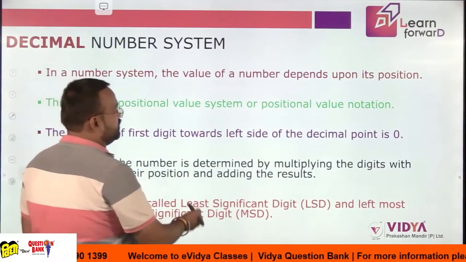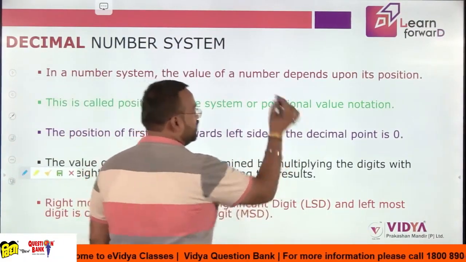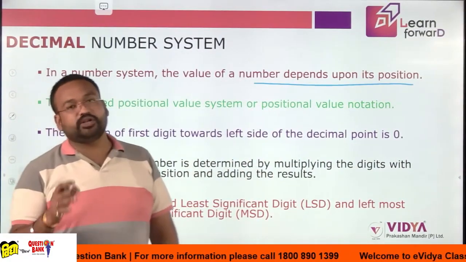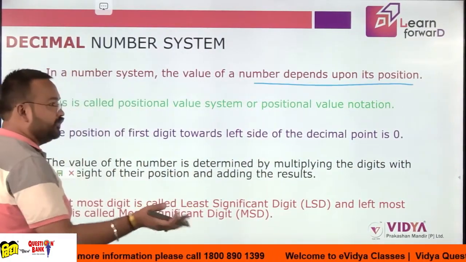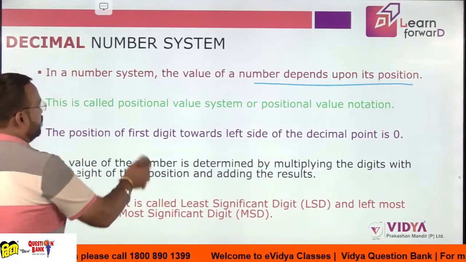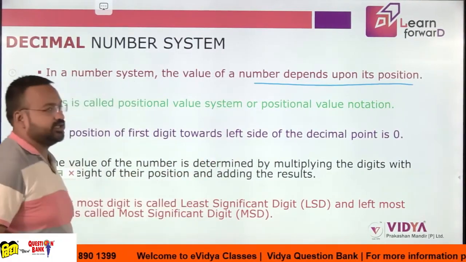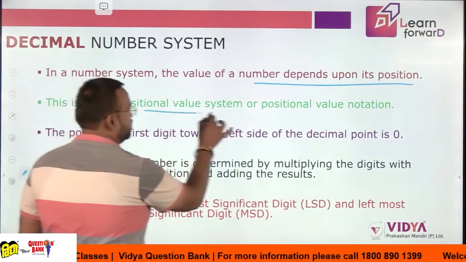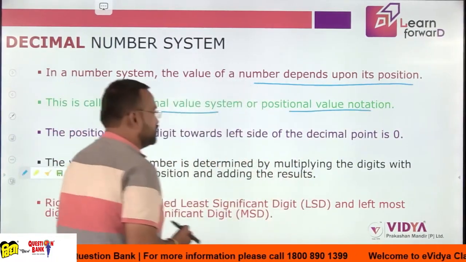So in a number system, whatever the value of a number, or we can say the value of a digit, will depend on its position. So how will that position be defined? Basically it is also called a positional value system or positional value notation.